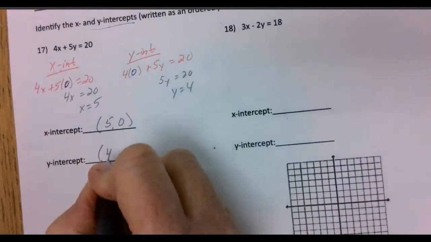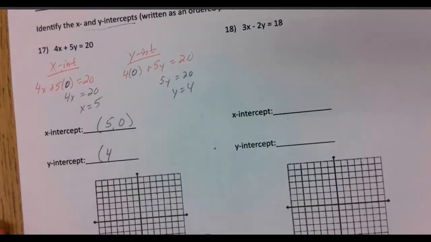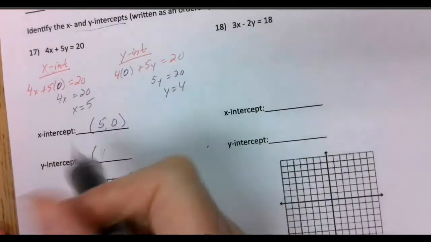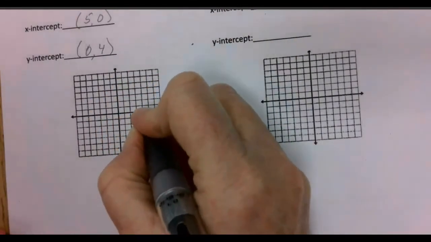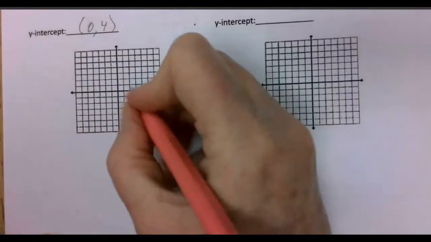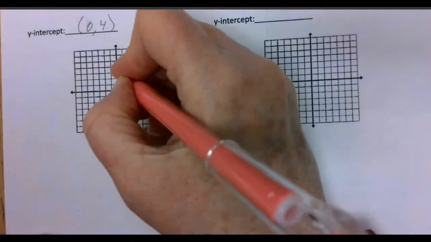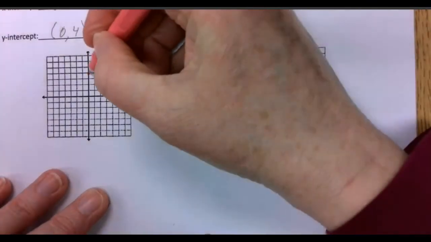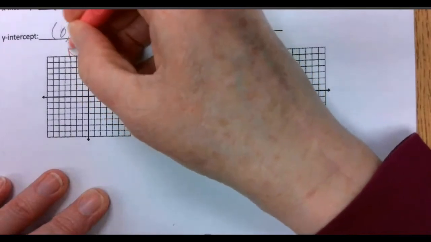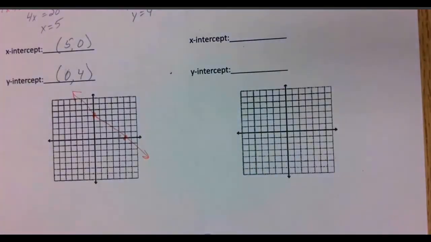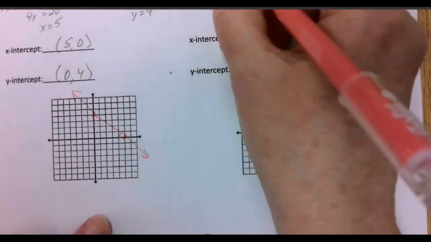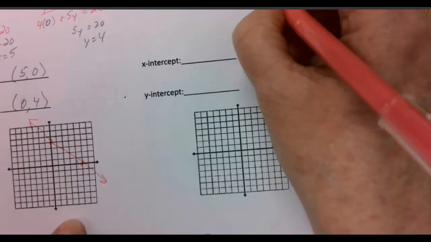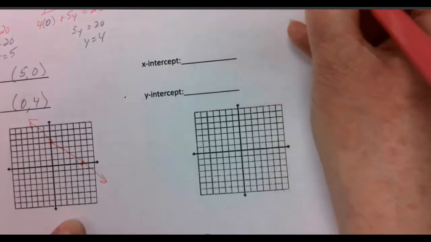And we're going to get 4, whoops, but this is a y-intercept, so that means that the x-coordinate is 0. So we get 1, 2, 3, 4, 5, x-intercept, sorry, I'm hurrying, and then 1, 2, 3, 4. And we're going to get a graph that looks like this. Okay, on number 18, same kind of thing. Plug in 0 for y, plug in 0 for x, and solve.